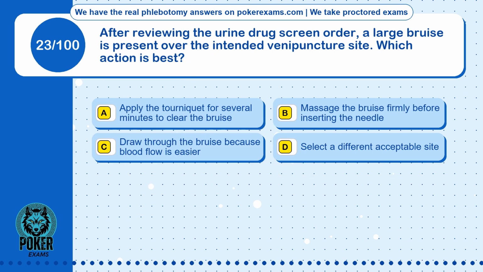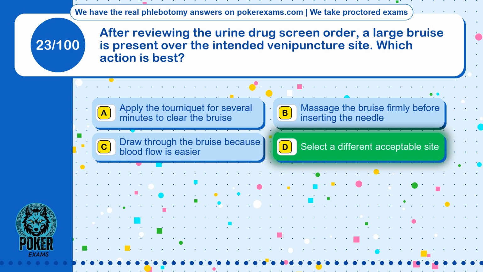Question 23. After reviewing the urine drug screen order, a large bruise is present over the intended venipuncture site. Which action is best? Option A. Apply the tourniquet for several minutes to clear the bruise. Option B. Massage the bruise firmly before inserting the needle. Option C. Draw through the bruise because blood flow is easier. Option D. Select a different acceptable site.